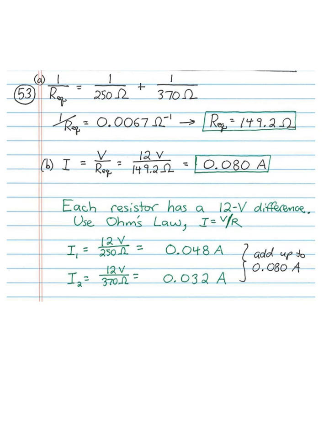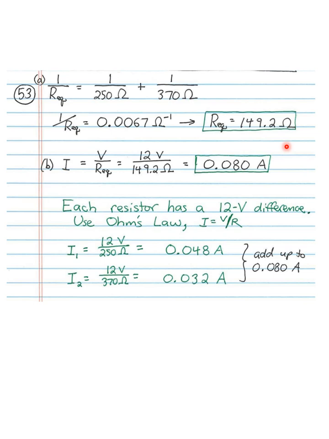Number 53 is a problem involving resistors in parallel. They are 250 ohms and 370 ohms. Part A, find the equivalent resistance. So we're going to add their reciprocals and then take the reciprocal of that. So the equivalent resistance, you should get 149.2 ohms.